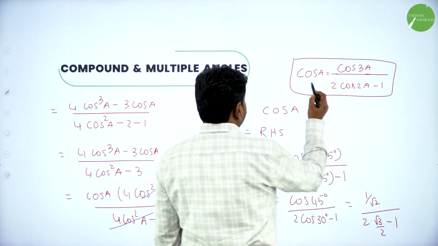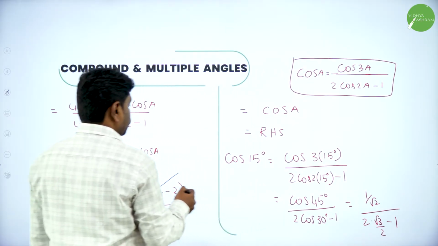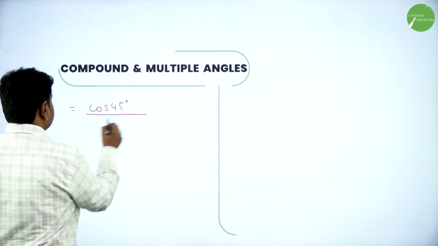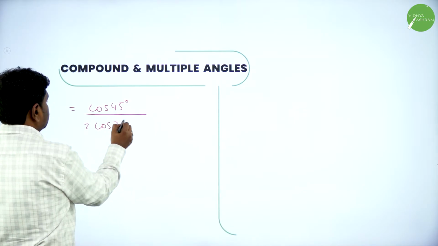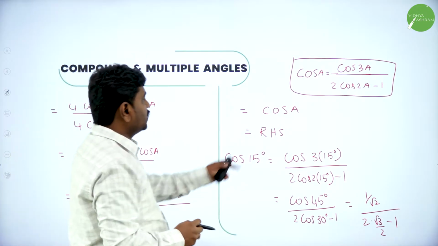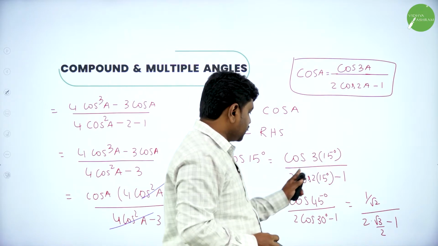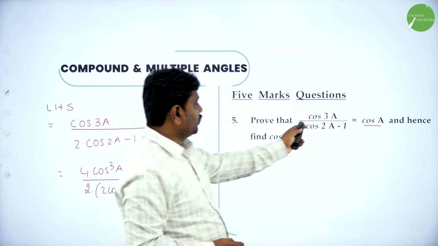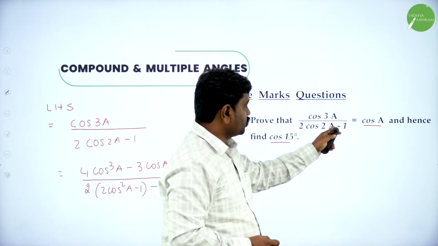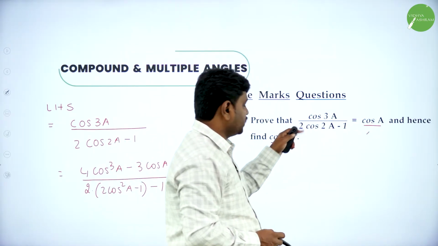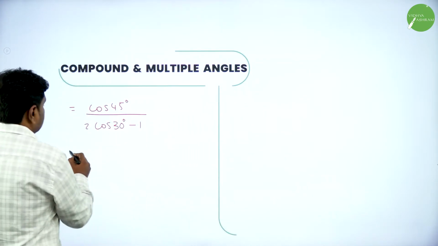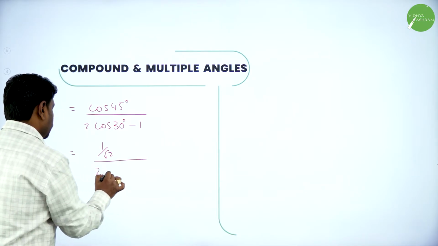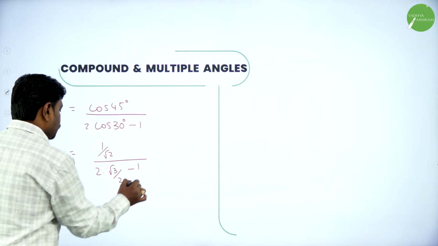Simplify this. After simplification, so now here we have cos 45 divided by 2 times cos 30 minus 1, because we proved this: cos a can be written as cos 3 times a divided by 2 cos 2a minus 1. I am using the same format. This is what they want you to prove, cos 3a by 2 cos 2a minus 1 is cos a. So instead of cos a, you can write this. So we have written that and we got this. Now cos 45, all of you know it is 1 by root 2, divided by 2 into cos 30, which is root 3 by 2, minus 1.